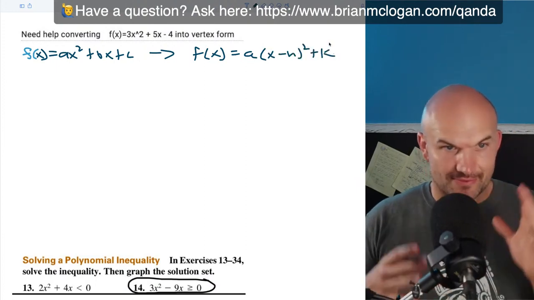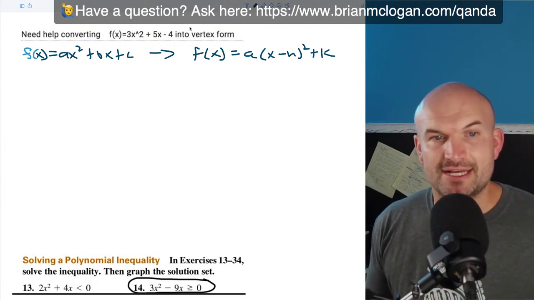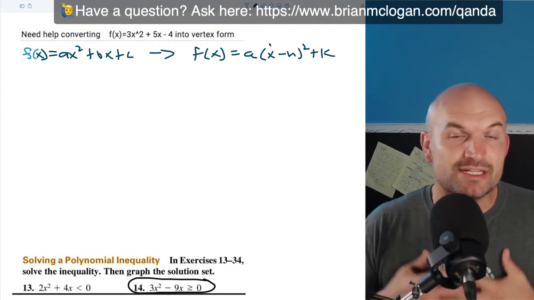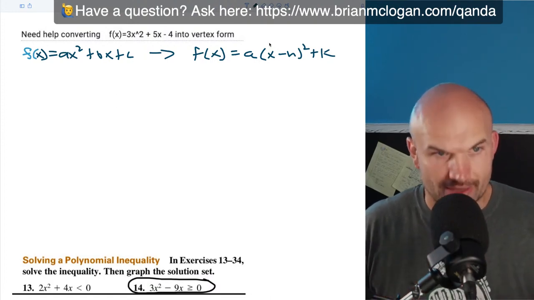Now, there's a couple things I want you to understand. The cool thing about this is from here to here, this has a binomial square. There's only one x, right? So what we need to do is create a perfect square trinomial.